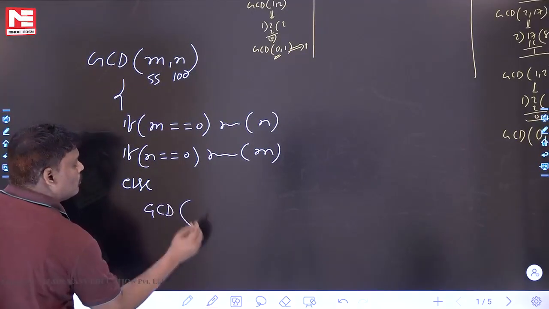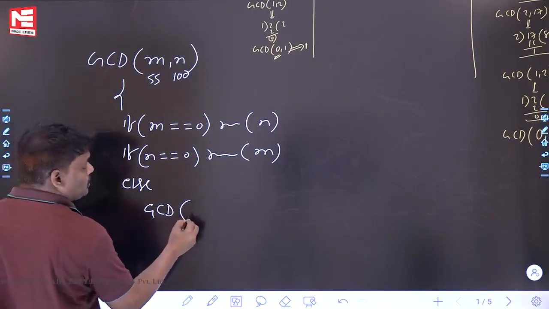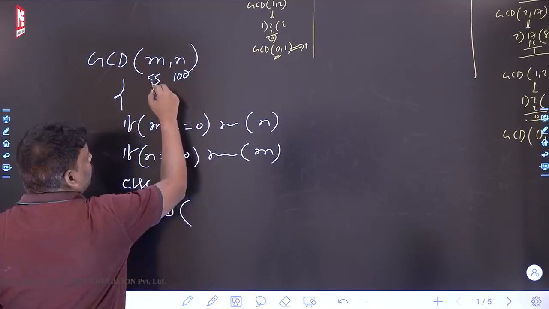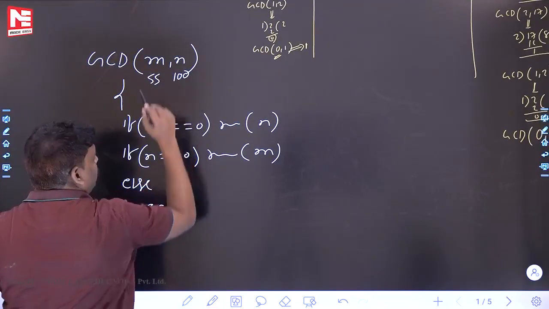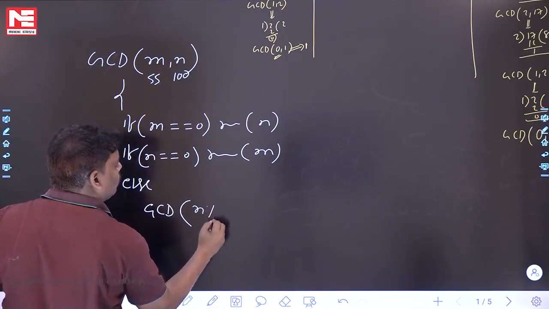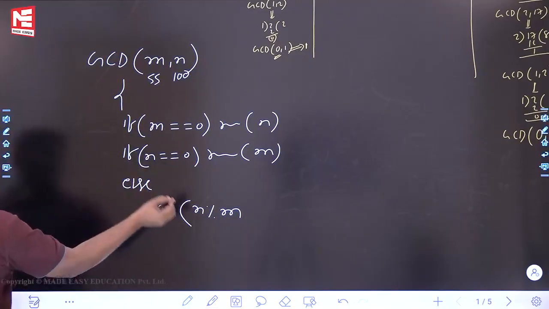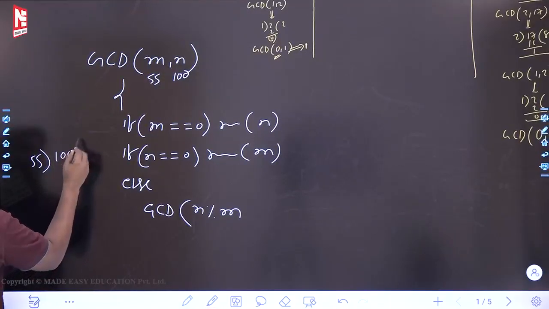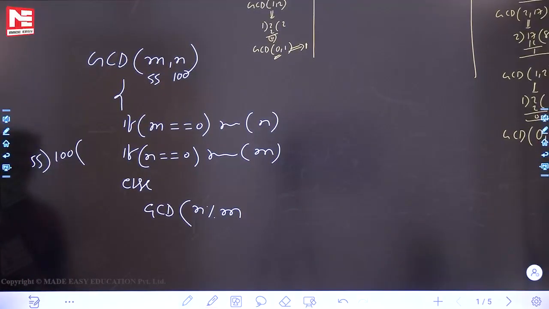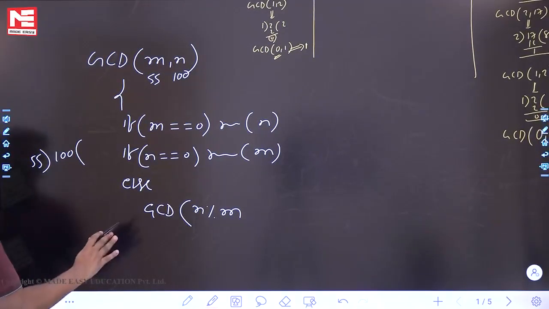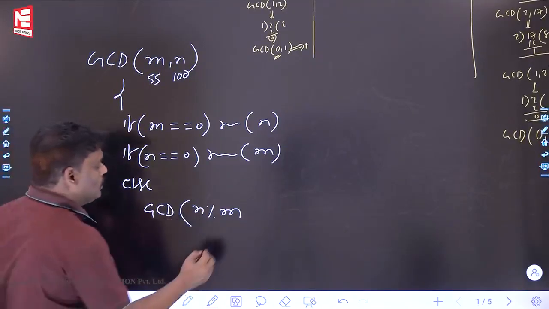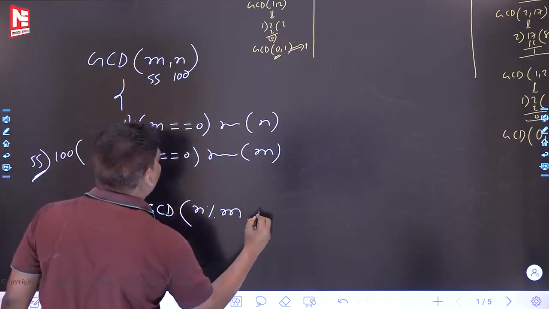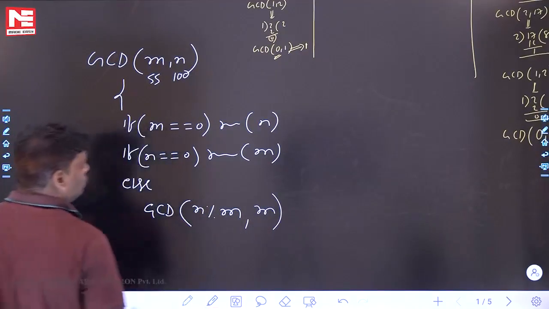GCD of... Can you say what is the first argument? Remainder. What is the remainder here? If you divide 100 with 55, what is the answer? n modulo m. The meaning of this is, with 55 you are dividing 100. Whatever remainder will come, that is it. Next one, what is the answer? With which number you divided? 55, which is going to be m.